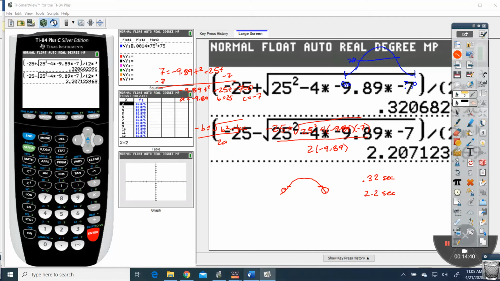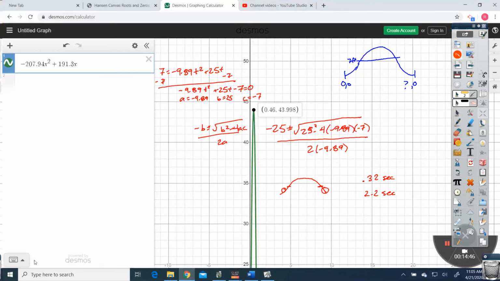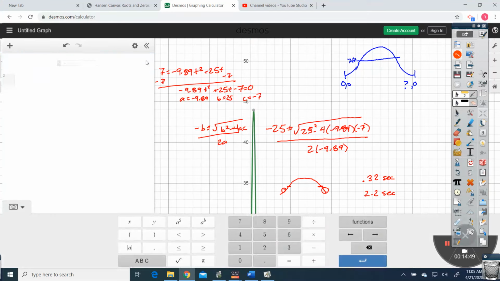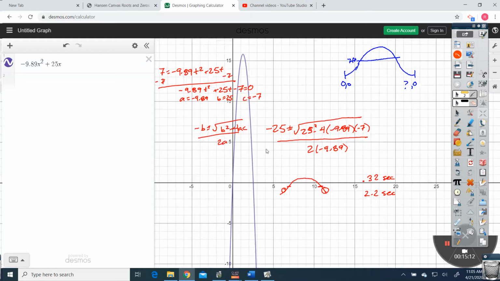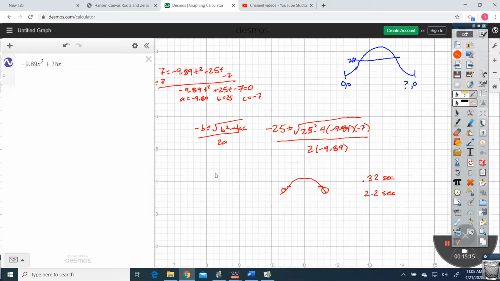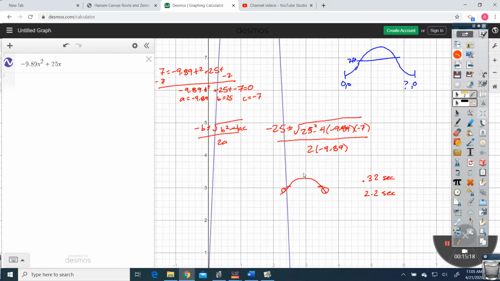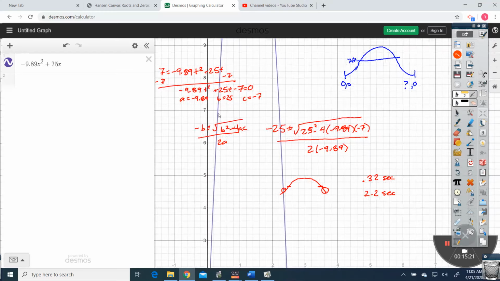If you wanted to see another way to do that, what we do is we go to our calculator here. We're going to clear this off. We're going to type in negative 9.89 x squared plus 25t. And I don't have a t, so I'm going to use an x squared plus 25x. And it's not even showing up, but until I come down here, and there it is. So I'm going to zoom in a little bit. So there it is. There's 7 feet.